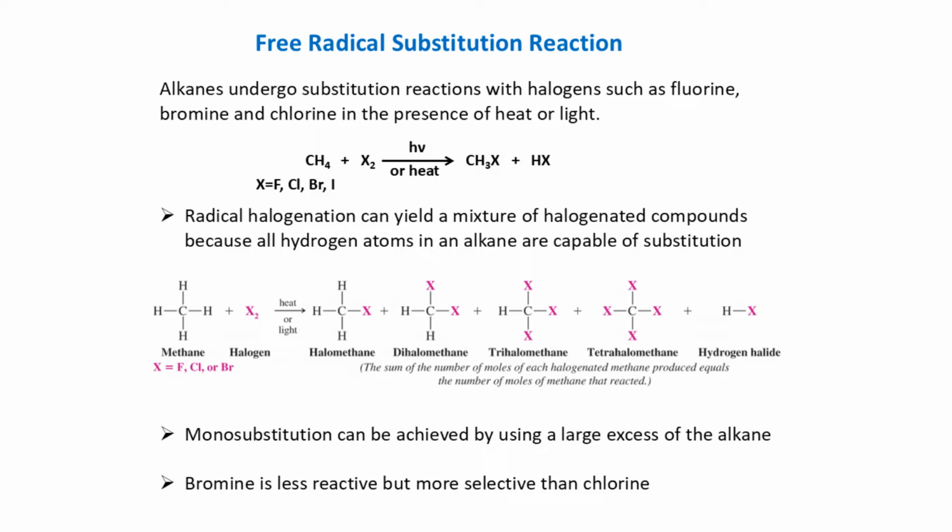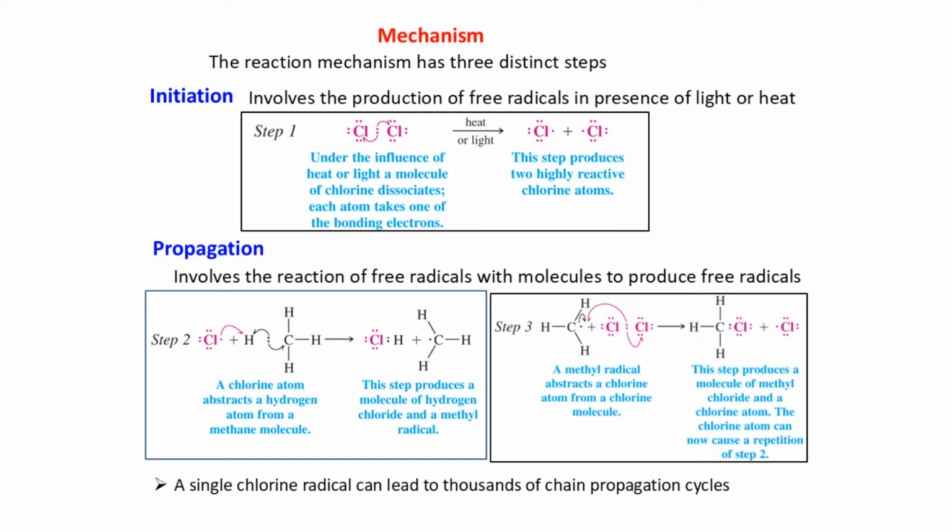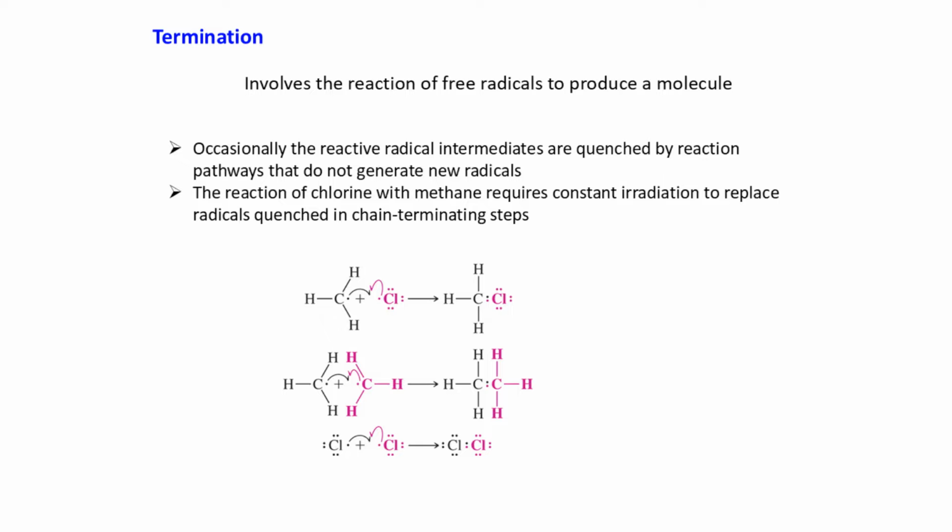Bromine is less reactive but more selective than chlorine. The mechanism of free radical substitution involves 3 steps: initiation, propagation, and termination, with each step producing and reacting free radicals. Termination in free radical substitution involves the reaction of free radicals to produce a stable molecule, often requiring constant irradiation to replace quenched radicals.